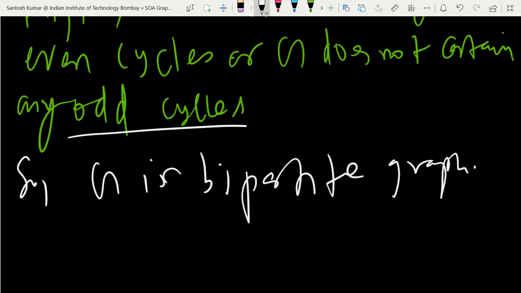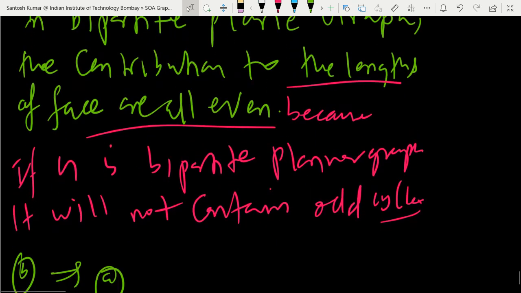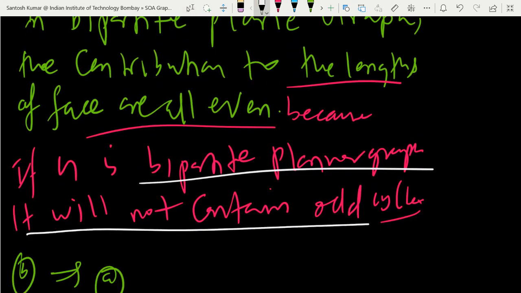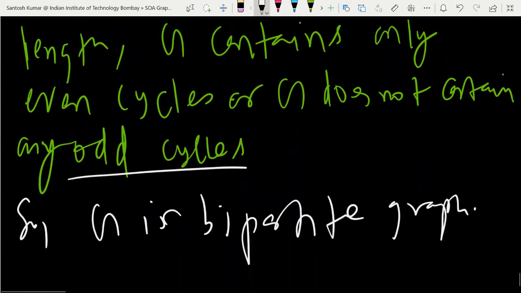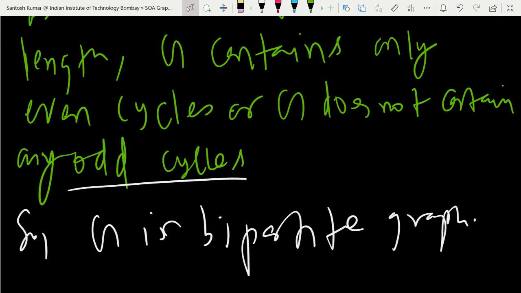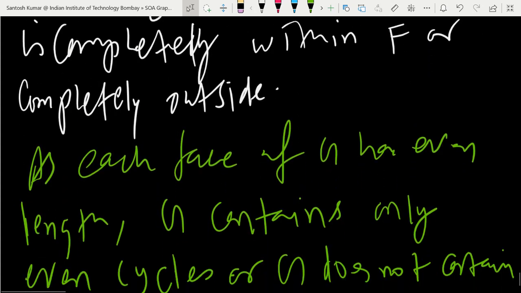So you can remember this statement: if G is a planar graph and it does not contain an odd cycle, then it is a bipartite graph. So this was B to A.